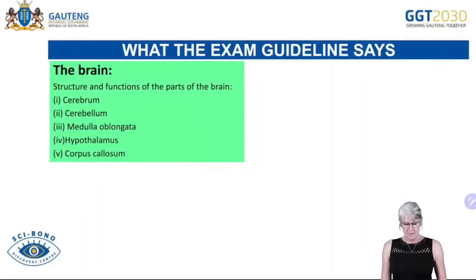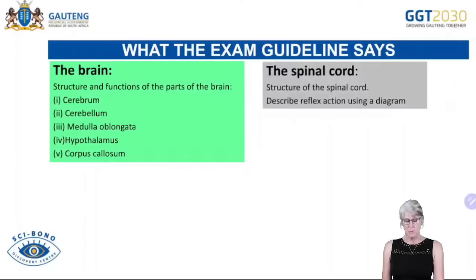Okay, so let's have a look and see what the exam guidelines say. Right, so for the nervous system, we need to know the brain. We need to know the structure and functions of the following parts. So you need to go through those and just know basic where they are and a very basic function. The next thing we need to know is the spinal cord. And remember, the brain and the spinal cord together make the central nervous system.